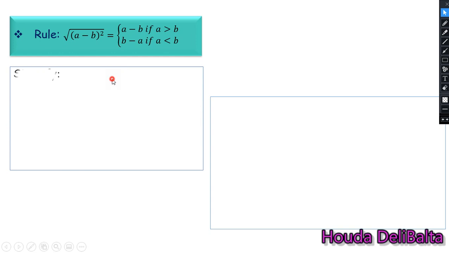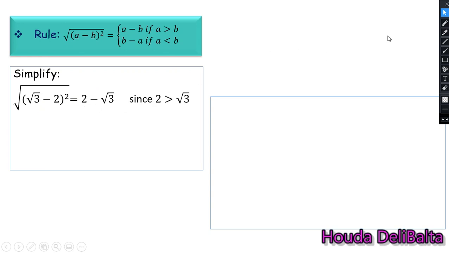And here are examples on this rule. For example, to simplify radical 3 minus 2, all of it squared, it's definitely 2 minus radical 3, because radical 3 is about 1.7.